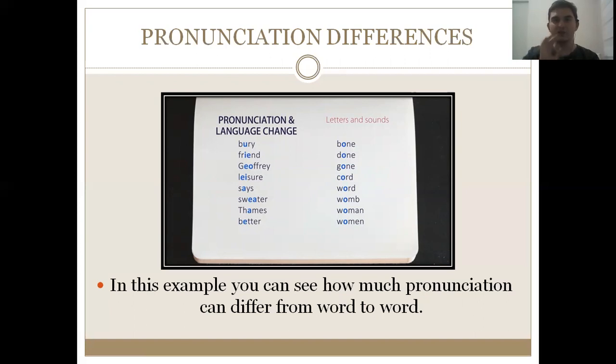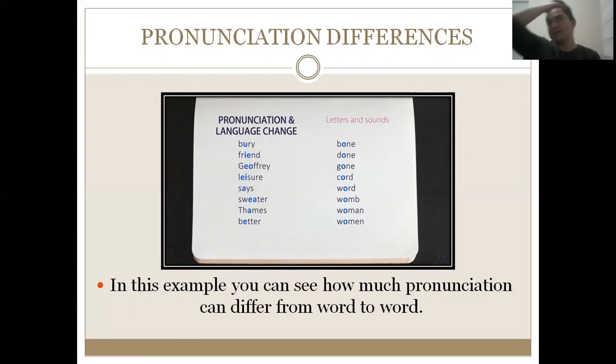How should I say different voices? So you can also read them out loud if you can before me. So I'm going to read the correct versions of it. Like bone, done, gun, cord, word, womb, woman, or women. As you can see, they all have the same O vowel, but each and every word sounds in a different way.